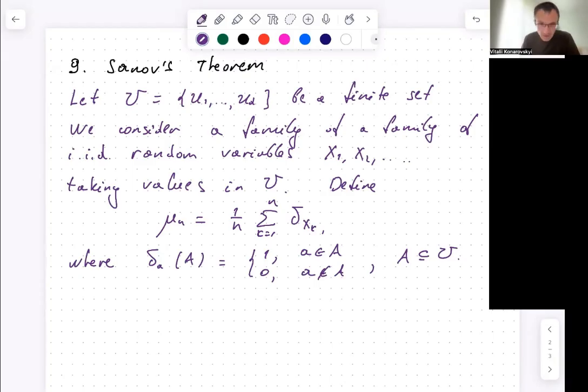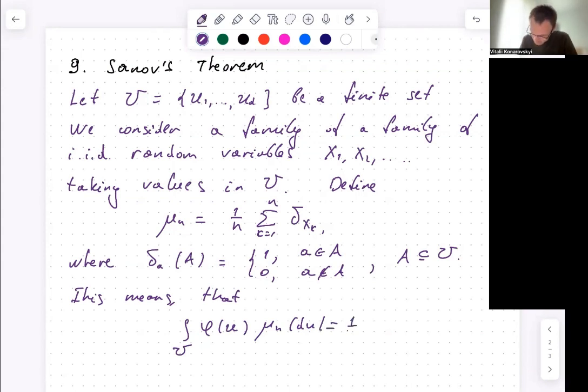In other words, this means that, for instance, when you integrate some function phi of u with respect to this measure mu n du, it is 1 over n, the sum k from 1 to n phi of xk. And this mu n you can consider as a random probability measure in the space of all probability distributions on U.